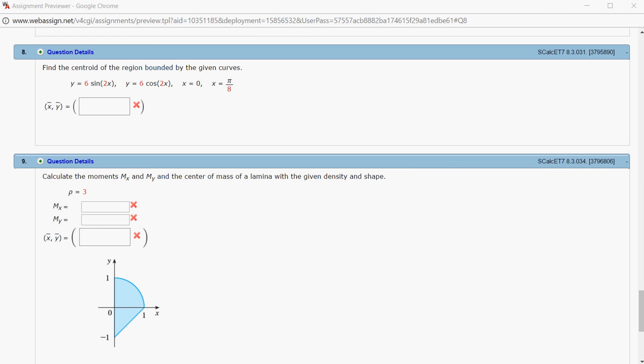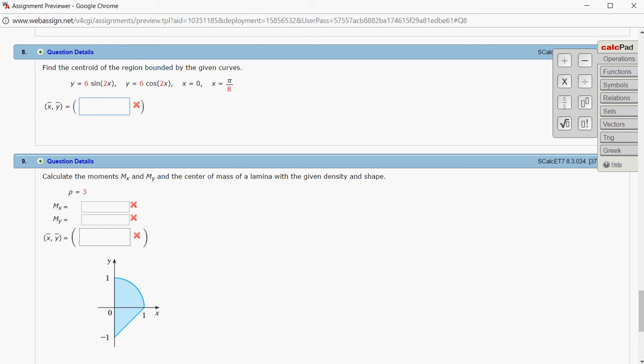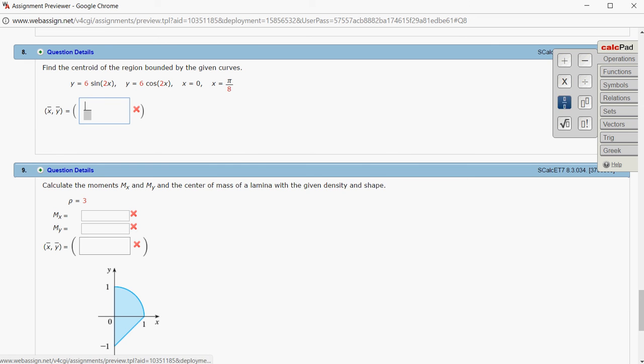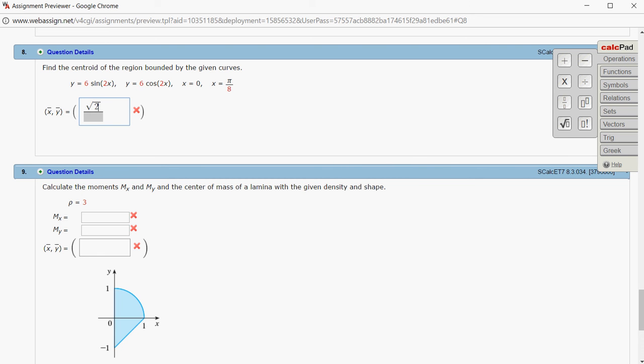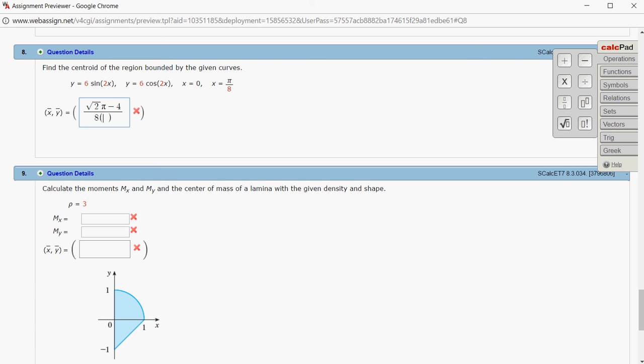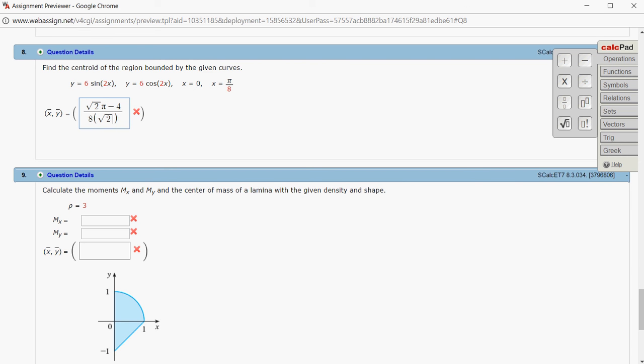So what we got here is a fraction. We have square root of 2 pi minus 4, over 8 times square root of 2 minus 1. And then y bar would be 3 over 2 times square root of 2 minus 1.